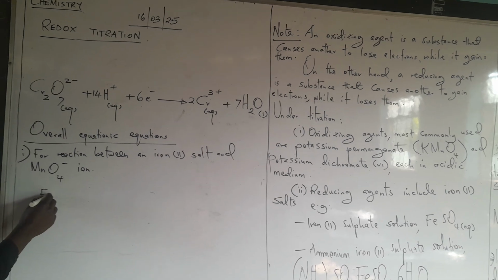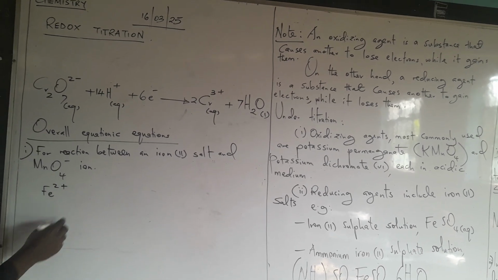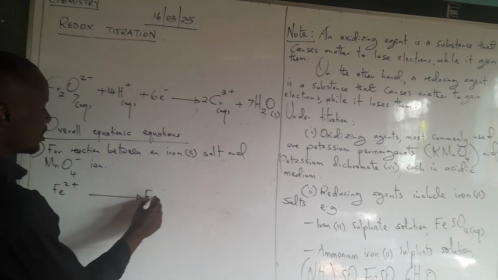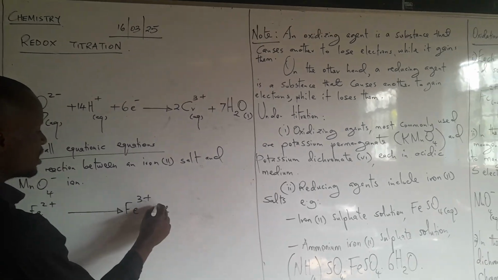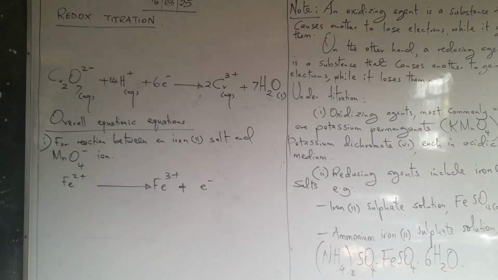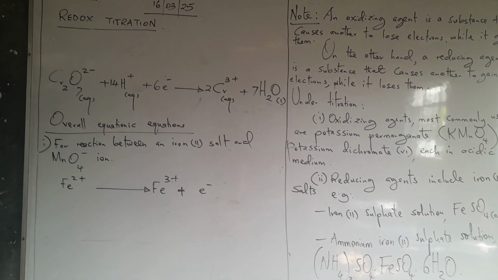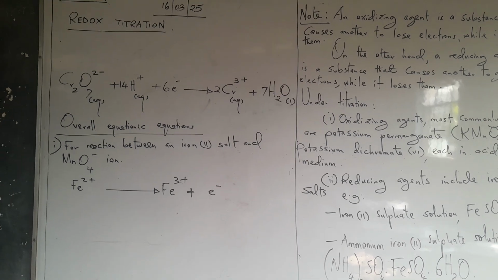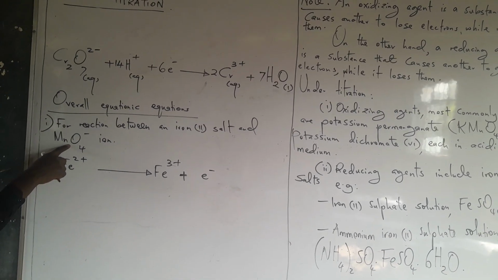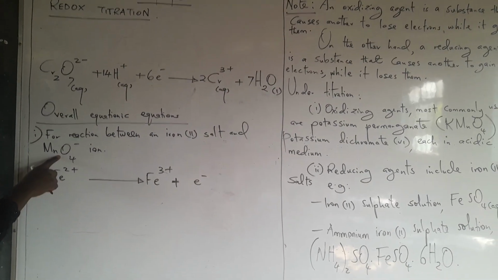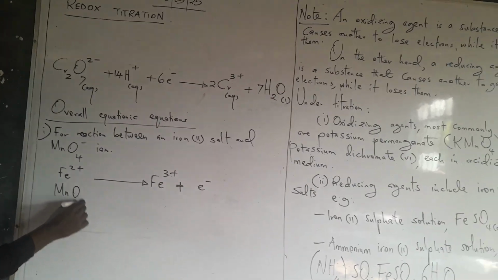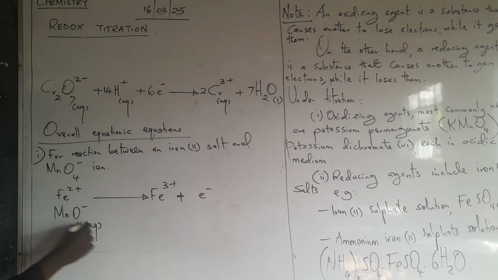So iron 2 being oxidized to iron 3, it needs to lose an electron. And pay attention here so that you understand how you write an overall equation. So oxidation is number 1. Then reduction. Permanganate ion is reduced to manganese 2. How is that done? Write it this way.